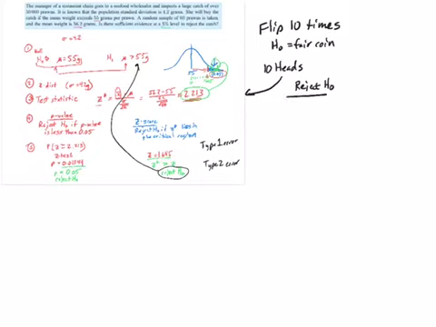And so if we reject the null hypothesis, what if it is a true coin? What if it is a fair coin? If it is a fair coin, then I just made a mistake. That would be a type 1 error. So type 1 is if we reject the null hypothesis, but the null hypothesis is actually true.